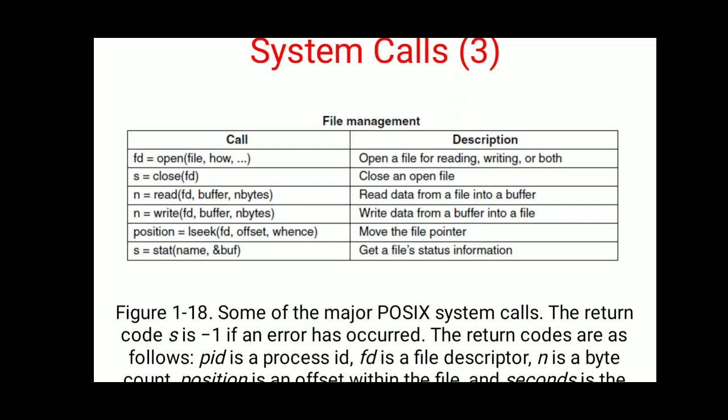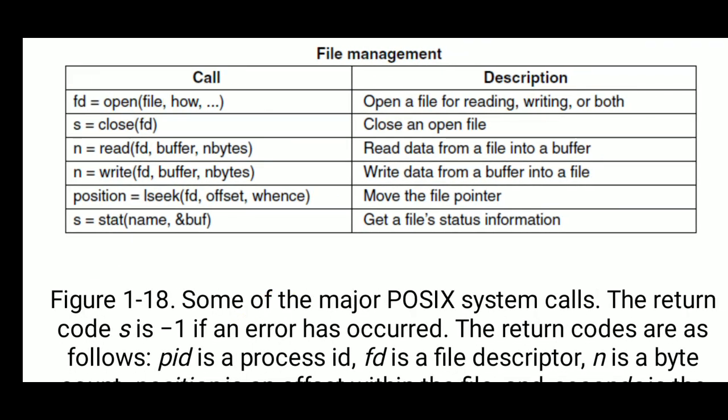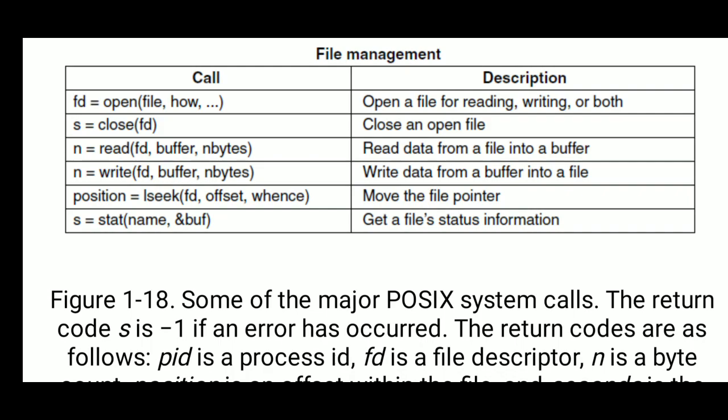The next one is the close function, to close an open file. Read is only to read the data, you cannot make changes; into a buffer means you can load the data. With the write function, you can write the data from a buffer into the file, after the things are loaded. Position is to move the file pointer, meaning wherever your file is located, to get back to a position we use the lseek option.